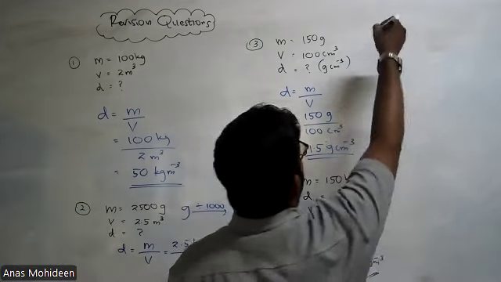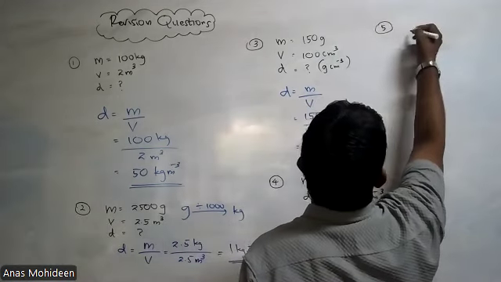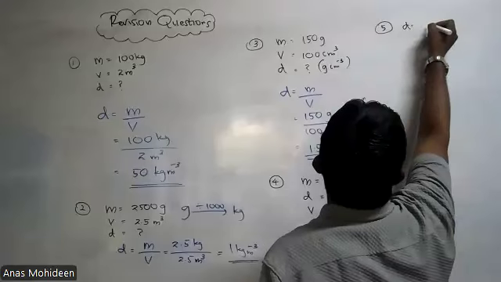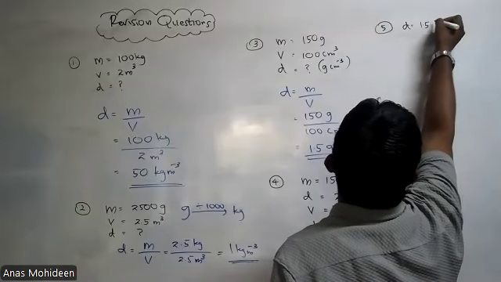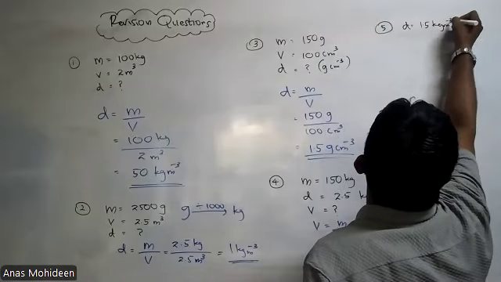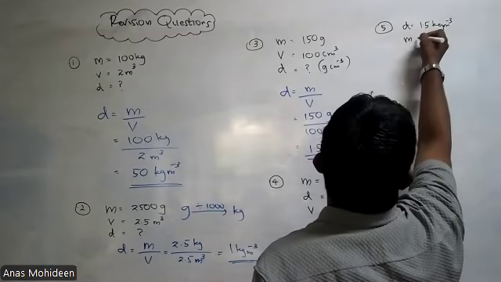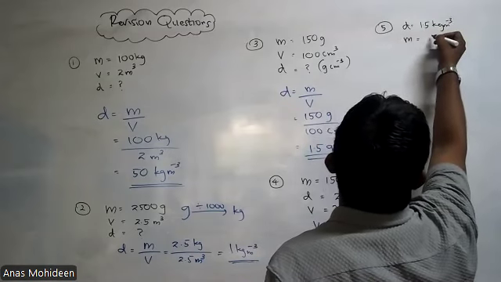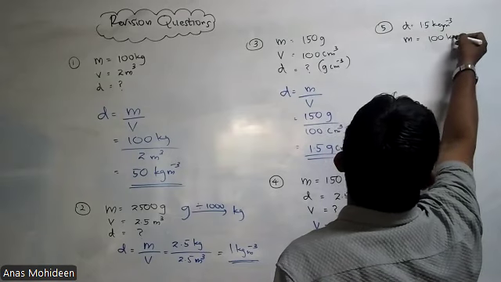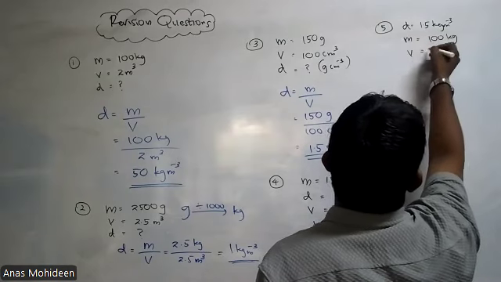And then we take question 5. Here I am giving you the density, 1.5 kilograms per cubic meter, and the mass is given, 100 kilograms. What is the volume?